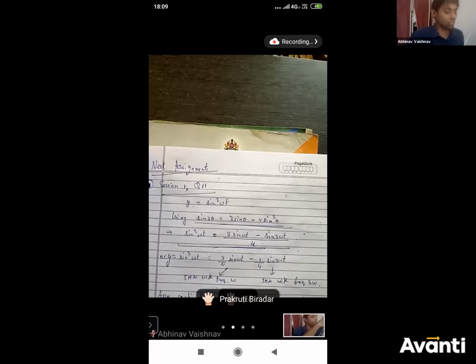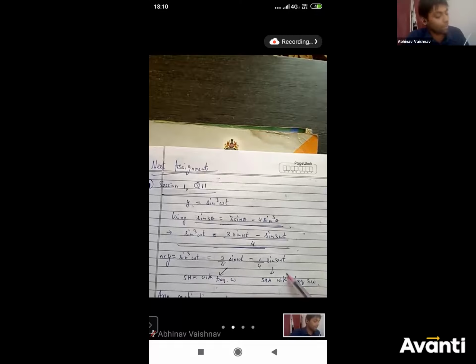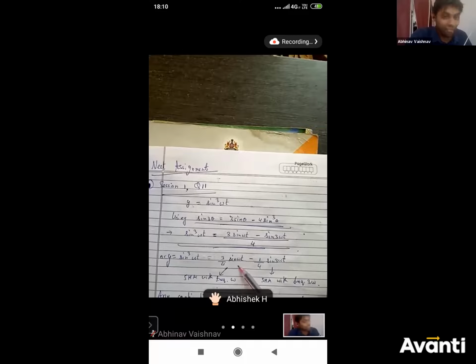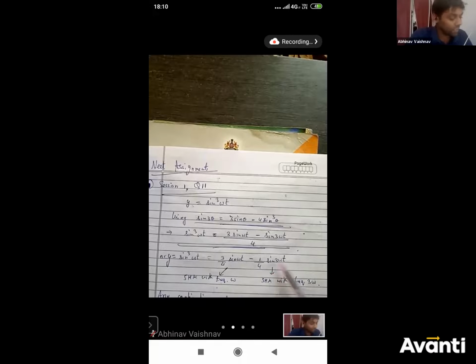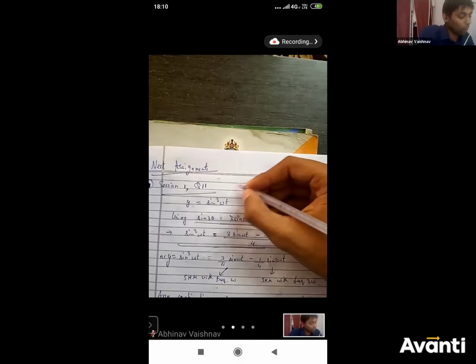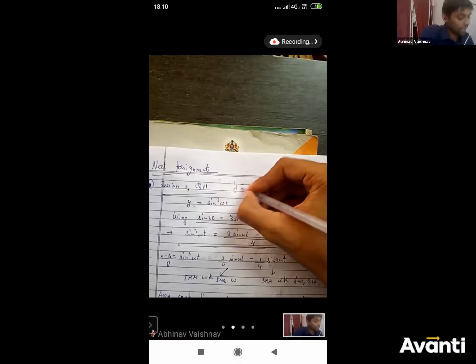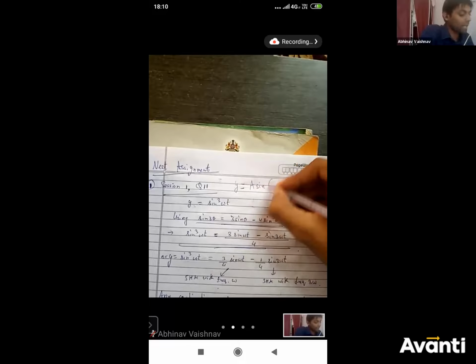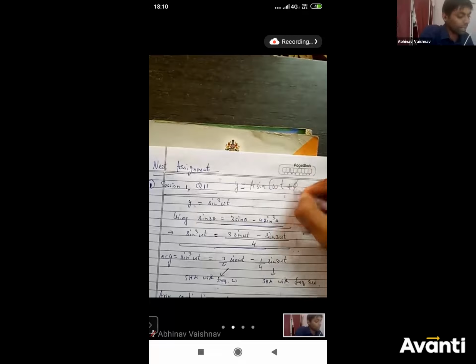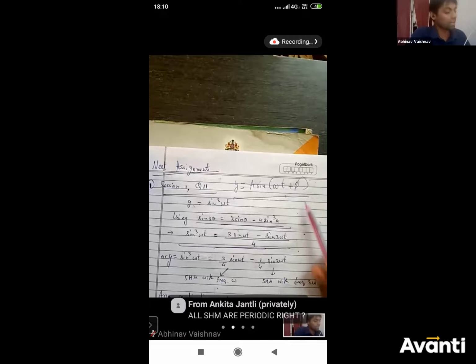So actually this is not an SHM, right? This is a periodic function, but this is not an SHM. Why? Because this is a combination of two SHM having different frequencies, and whenever you have a combination of two different frequencies, this cannot be written in the form a sin(ωt + φ). Okay, so अगर तुम इस form में लिख पा रहे हो, if you are able to write it in this form, y = a sin(ωt + φ), then it will be an SHM. Otherwise it might be periodic, but it is not an SHM, right?